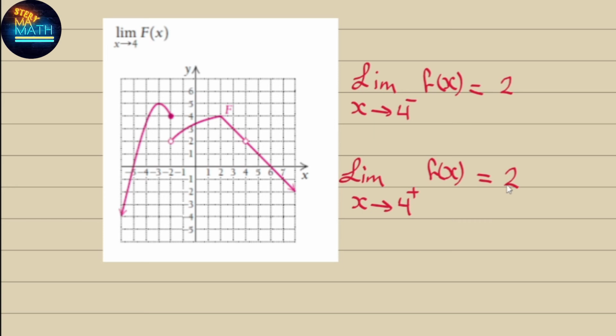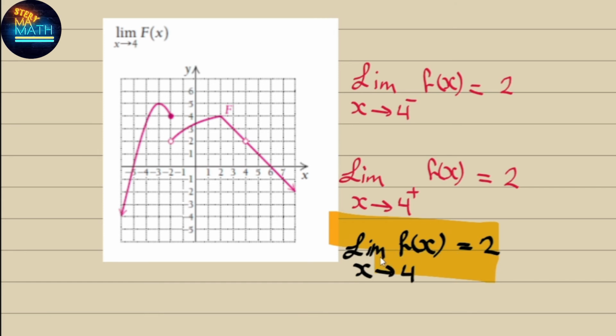And as you see here, they are the same number. The limit from the left and the limit from the right, they are equal. They are the same. So limit as x approaches 4 of f of x is equal to 2. And this is the answer.